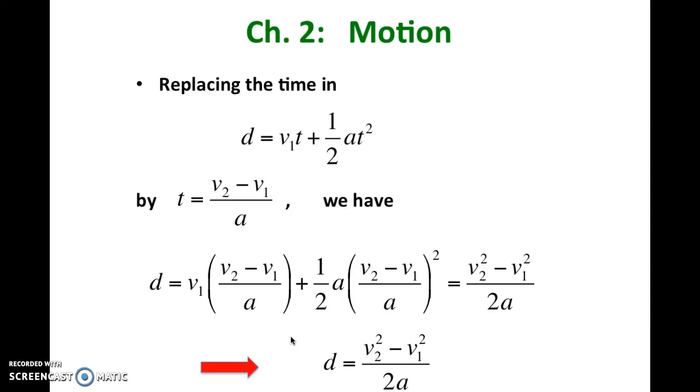Using the final speed formula to eliminate the time t from the distance formula, we can express the distance by another formula, v2 squared minus v1 squared divided by 2a. This distance formula is not a new formula. It's derived from the final speed and the distance formulas, just eliminating the time t. For constant acceleration motion, if time is not given, then we can use this formula to directly find the distance.